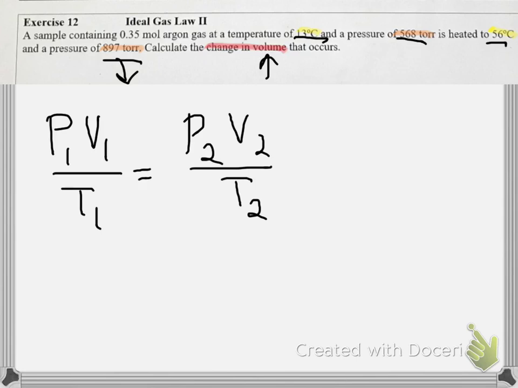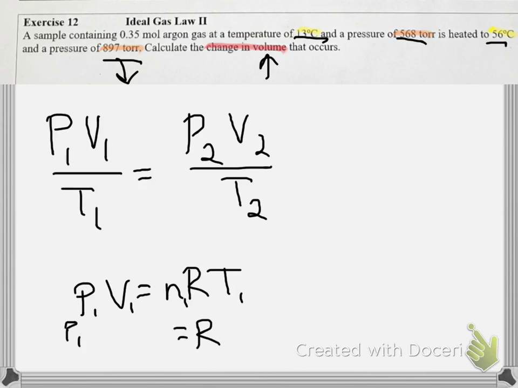Okay? And if you're unsure of how I got this, I want you to think about the ideal gas law. If we have PV equals nRT, okay, if I change this and I say pressure 1, volume 1, moles 1, and temperature 1, my R is a constant, so it doesn't really make a difference. But if I solve for R, I would get R equals P1V1 over N1T1.